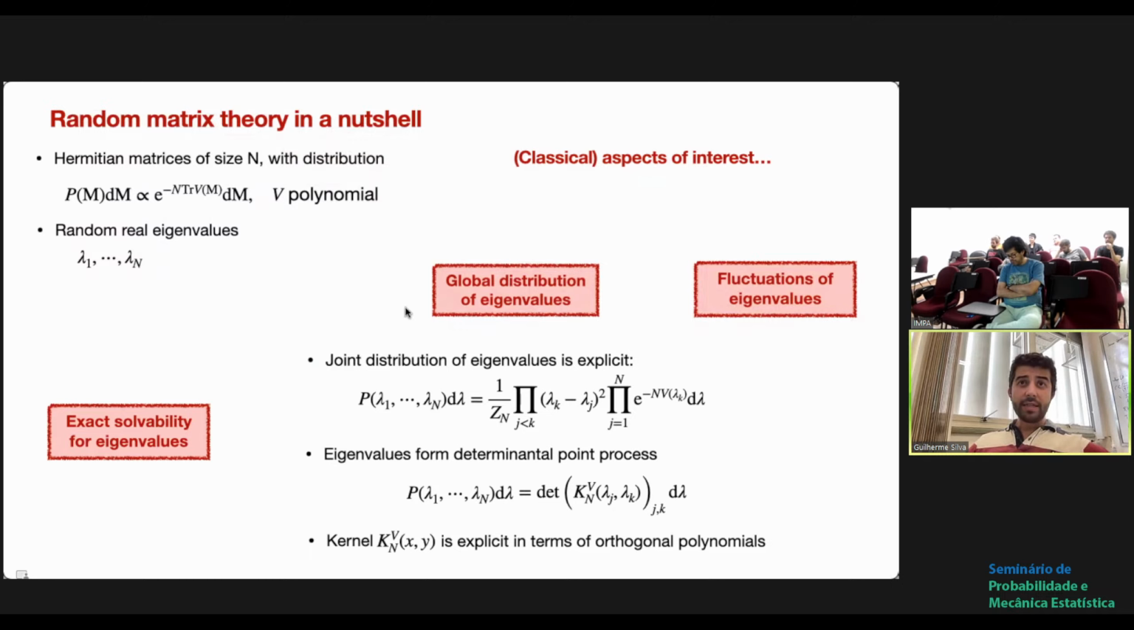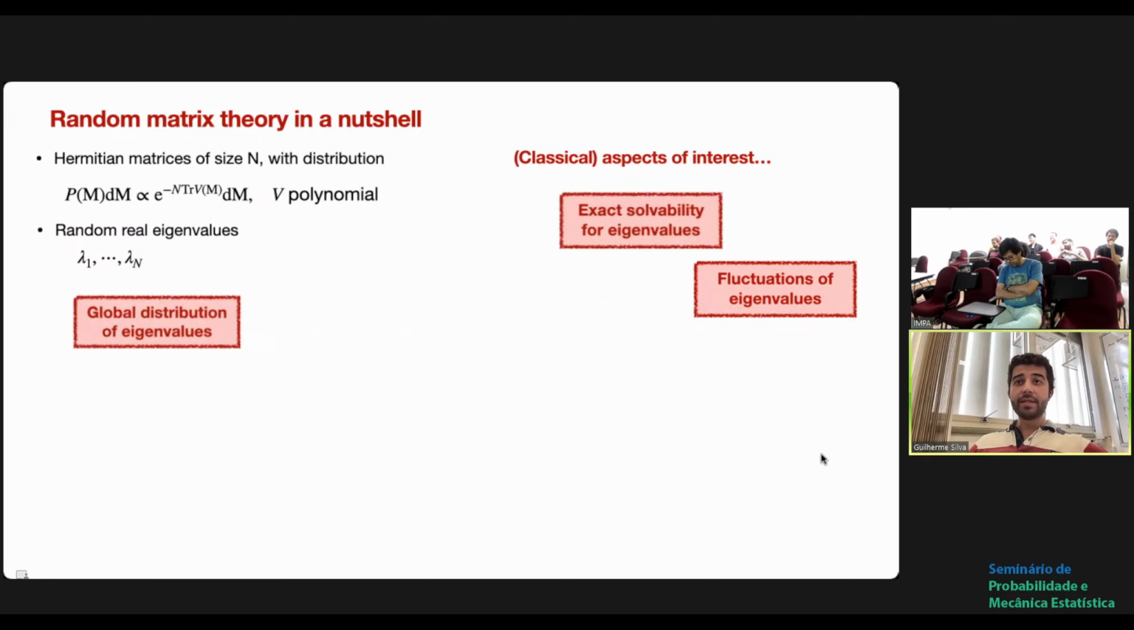And for this family of measures, this kernel is explicitly given in terms of orthogonal polynomials for this measure here, exponential minus nV, right? Okay, so this is a sort of exact integrability. Everything you want to ask may be answered if you just understand this function of two variables, essentially. Okay, and for instance, what kind of questions have people been asking and answering, studying this kernel?